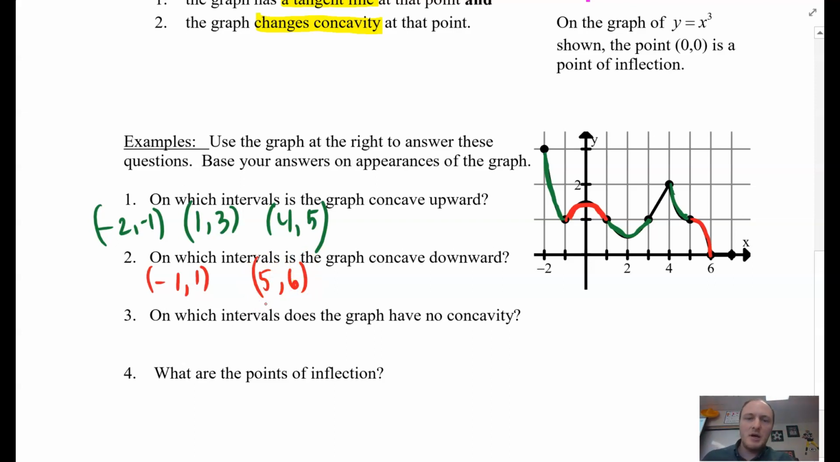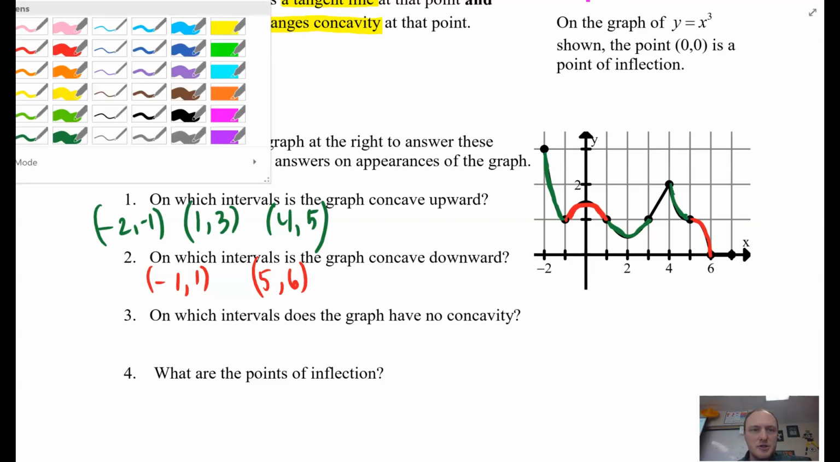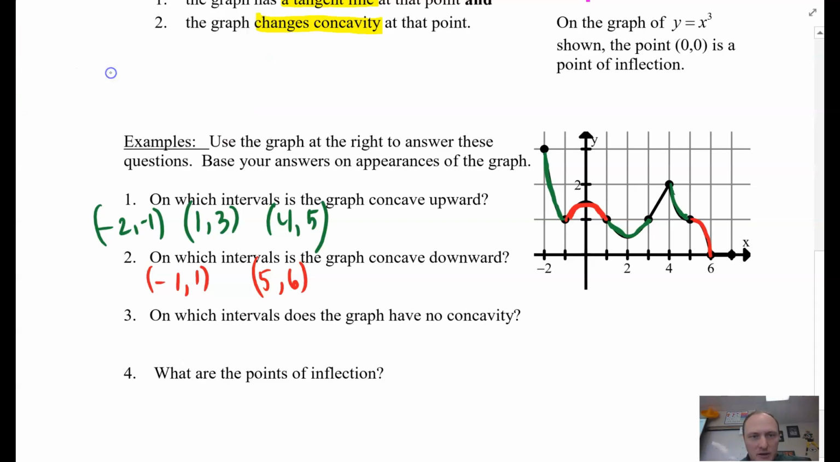On which intervals does the graph have no concavity? This occurs when our graph is a straight line. I'll do this in purple. Notice I have a straight line here, so there's no concavity. That goes from 3 to 4. And there's another piece hiding right down here. It's a flat line there, so 6 to 7.